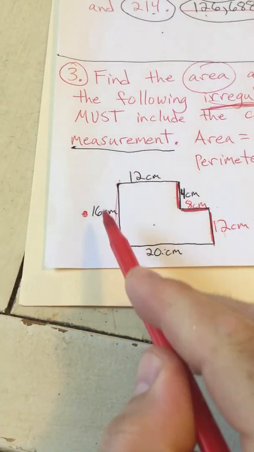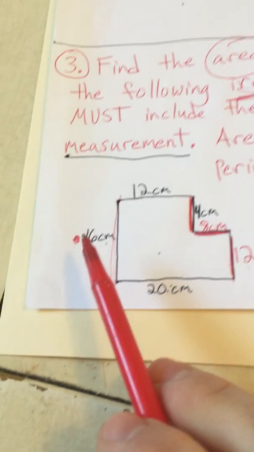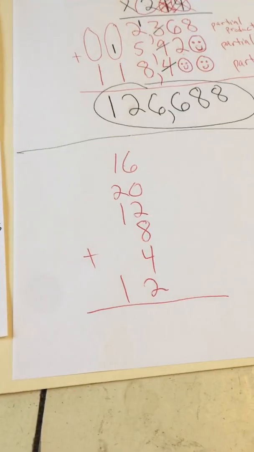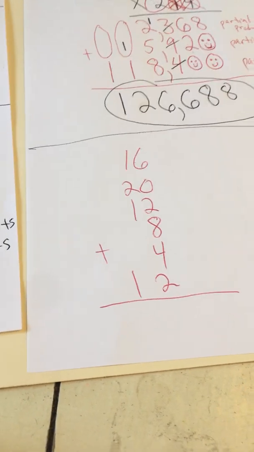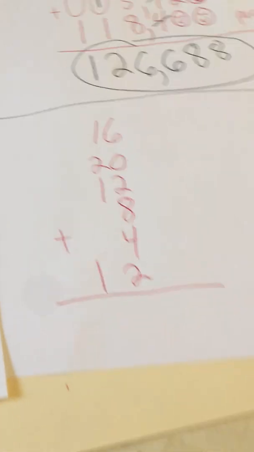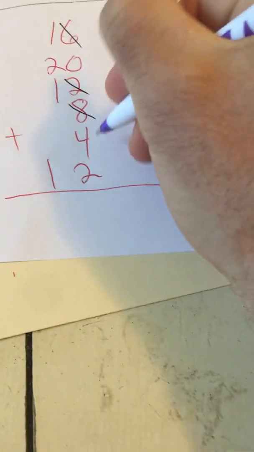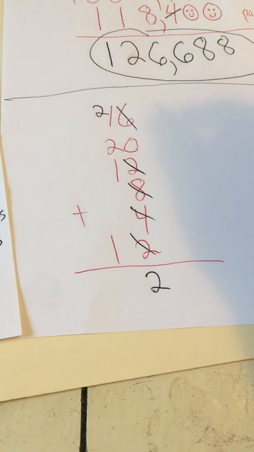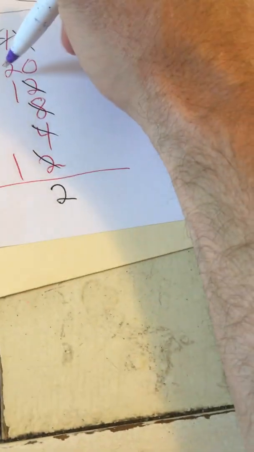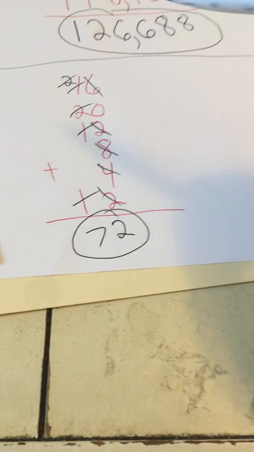So I usually start in one spot and go all the way around until I get back to that spot again. Okay, so I started with 16, then 20, then 12, then 8, then 4, then 12. Good, I got them all. Okay, I'm going to add them. I just added all those numbers together. So the answer is 72.